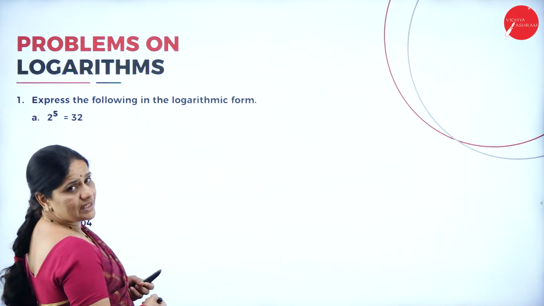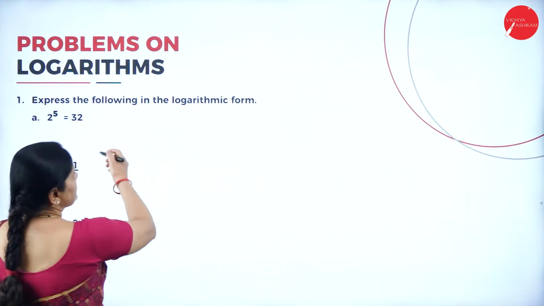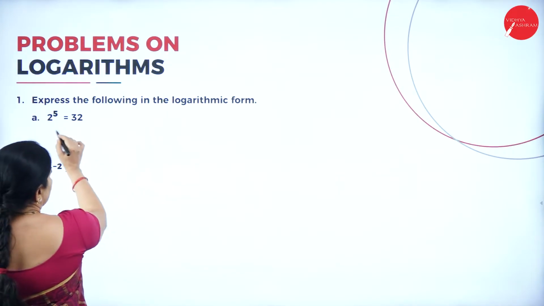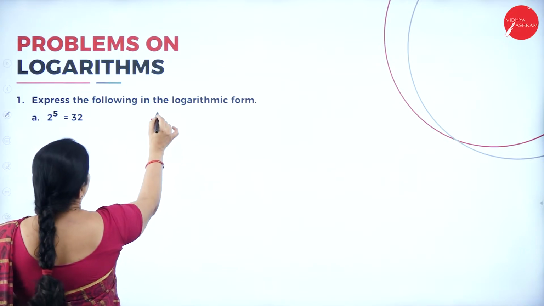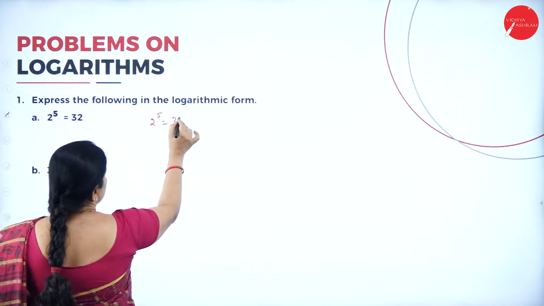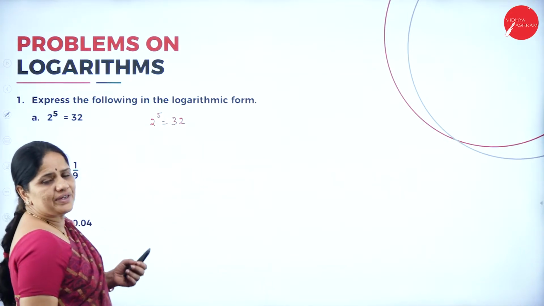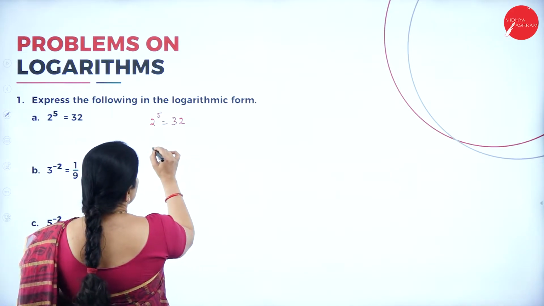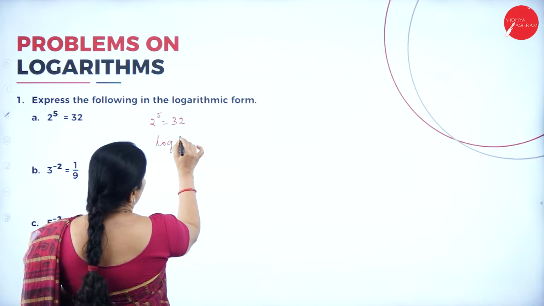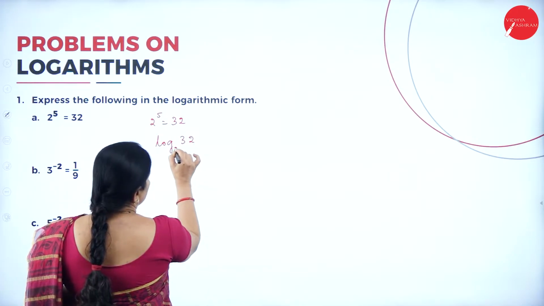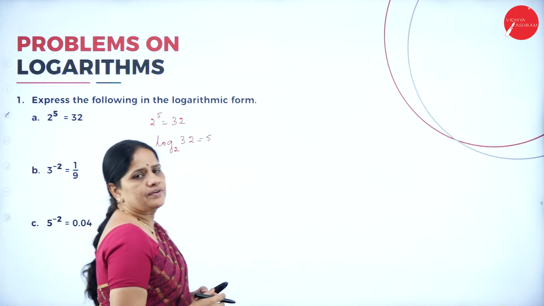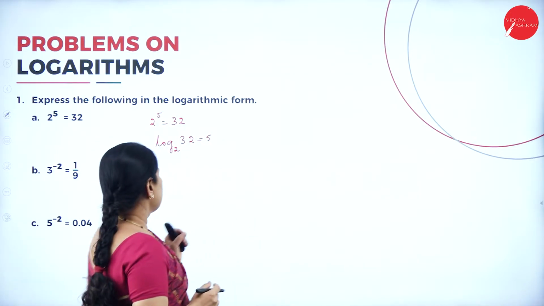Now let us go to the next problem here. Express the following in logarithm form. The given is 2 to the power 5 equals 32. Now how do we write it as the logarithm? So it can be written as log 32 to the base 2 equals 5. So this is how you'll have to write this.